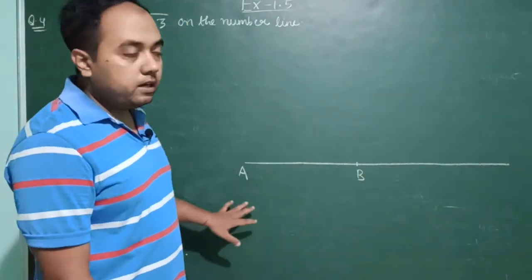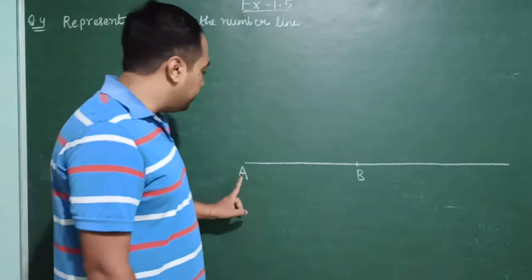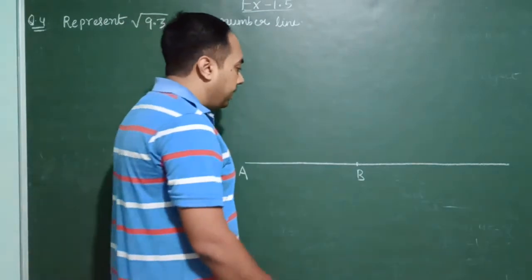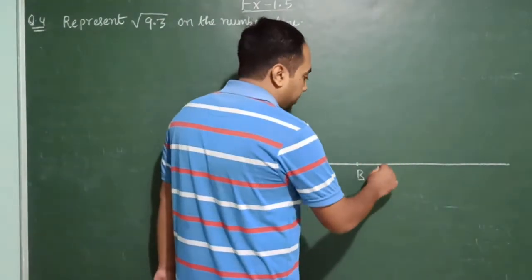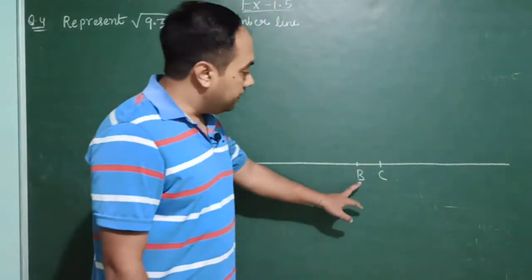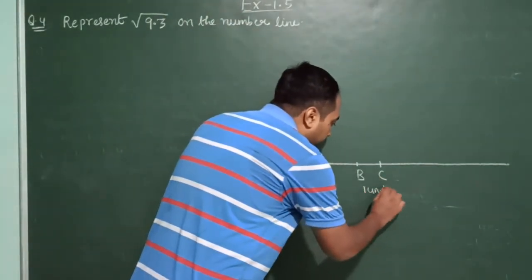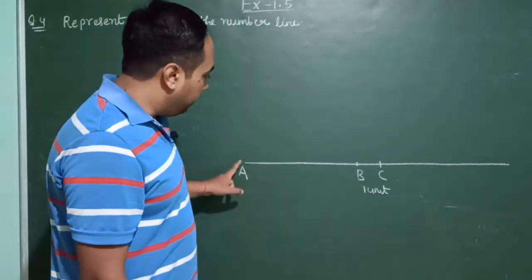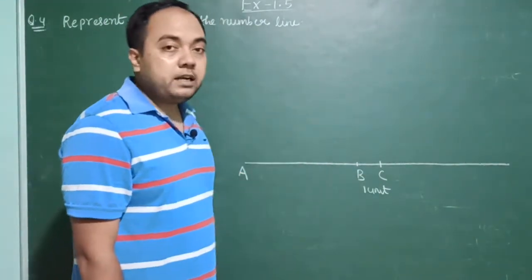Now on this number line we are taking 1 centimeter equal to 1 unit. This means that this AB is 9.3 units. Then place the scale at point B and this time measure 1 centimeter. Wherever you get 1 centimeter, mark it as point C. This BC is equal to how much? 1 centimeter is equal to 1 unit, so I am writing 1 unit. Now after that we will find the midpoint of segment AC.